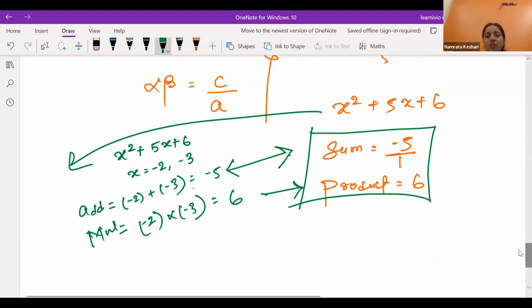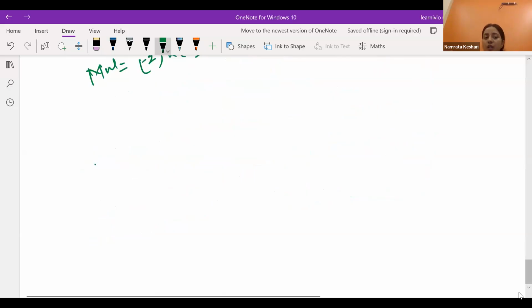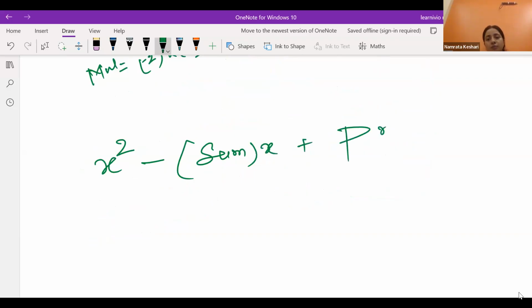Verifying the relationship between zeros and the coefficients. Yes, ma'am. Next part was creating the polynomial. And you have learned there was a formula, that is x square minus the sum of the zeros into x plus the product of the zeros. If I give you one of the zeros as 2 and another zero as 3, then you will be able to tell me what the polynomial will be, right? Yes, ma'am. Okay, let's continue with that paper.